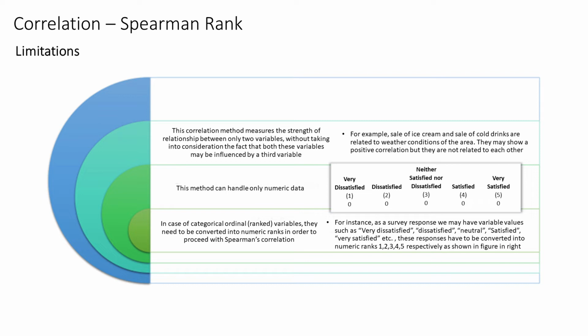The limitations of the Spearman method include the fact that this correlation method measures the strength of the relationship between only two variables without taking into consideration the fact that both these variables may be influenced by a third variable. The Spearman technique can handle only numeric data, and in the case of categorically ranked variables, these need to be converted into numeric ranks in order to complete the analytical technique.